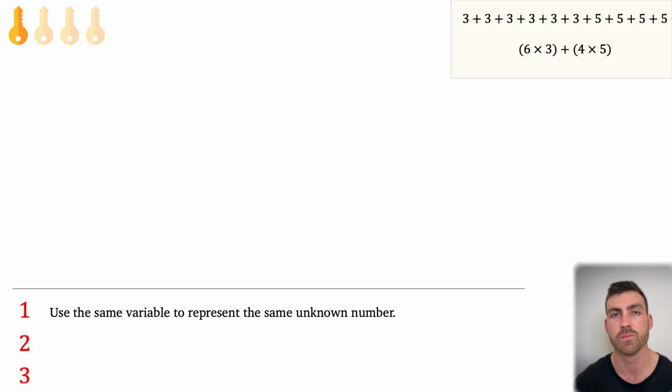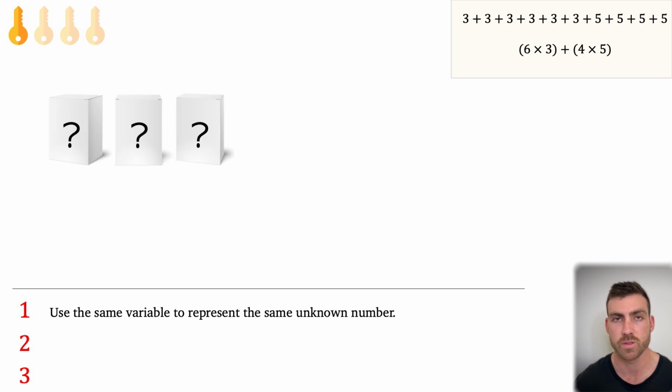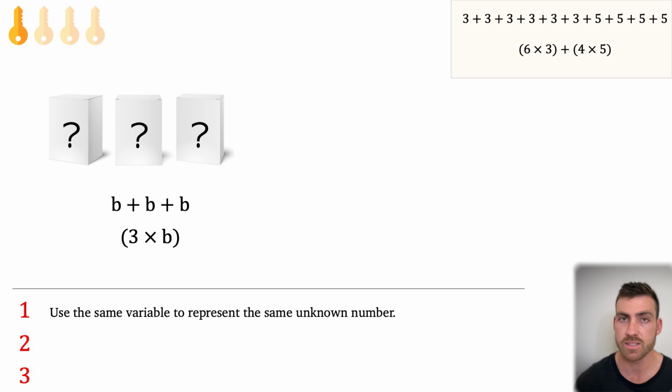For example, imagine I had 3 boxes. Each box had the exact same unknown number of chocolates in them. Since each box had the same unknown number, we can use the same letter and write B plus B plus B. Like our starting example, we can collect them, giving us 3B.